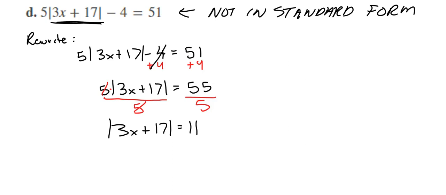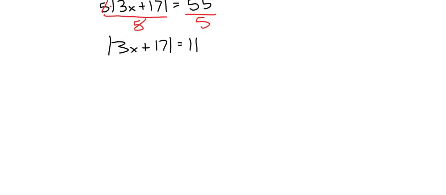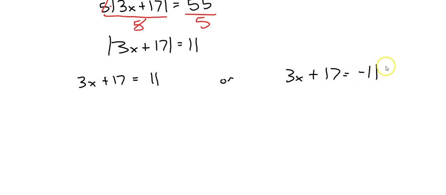So let's go down here just a little bit. And now we can write our equation like as before. We got 3x plus 17 equals 11, or 3x plus 17 equals -11. Let's solve as like before.